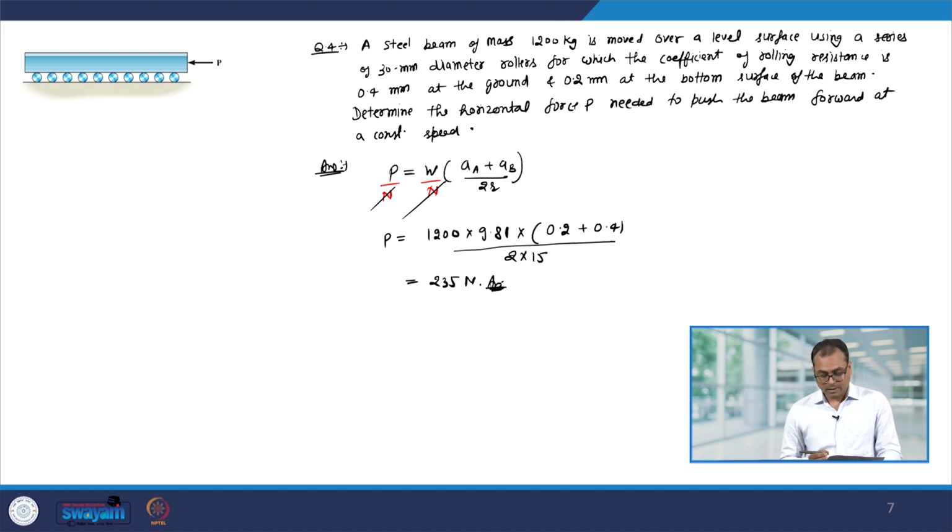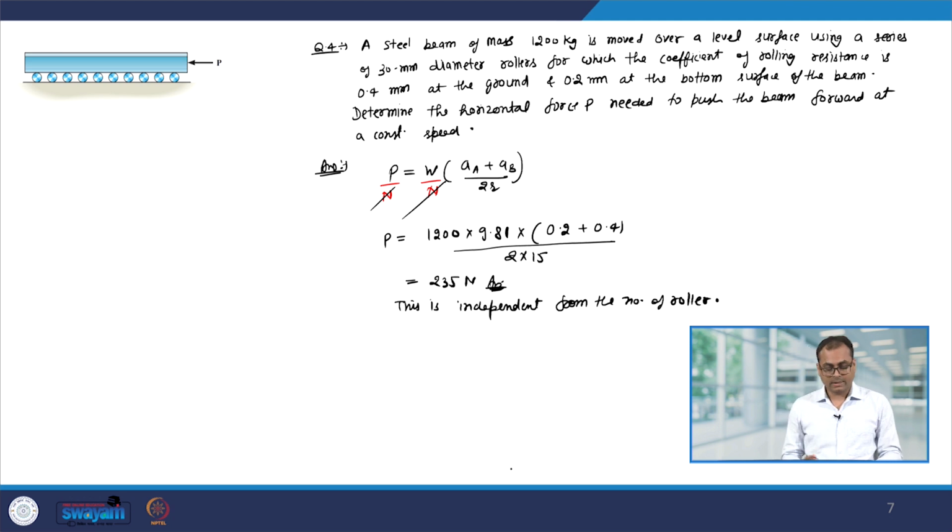So, please note that in this case, when the rollers were massless, we found that the force that is required to move this beam with a constant speed is independent of the number of rollers that we have. So, this result is independent of the number of rollers.